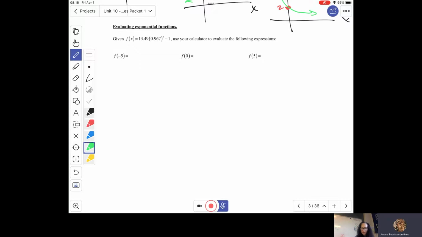The function evaluated when x is equal to 0, which you should be able to tell me already without even putting it in the calculator. Can anybody tell me? If I substitute 0 in for x, this becomes 1, which makes it 13.49 minus 1. Okay, y'all should be able to do that one without a calculator, but tell me the other two.